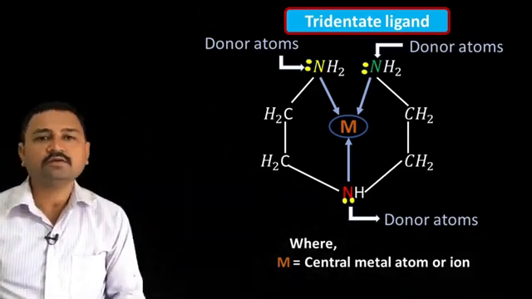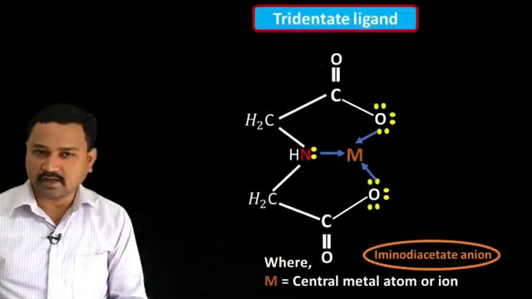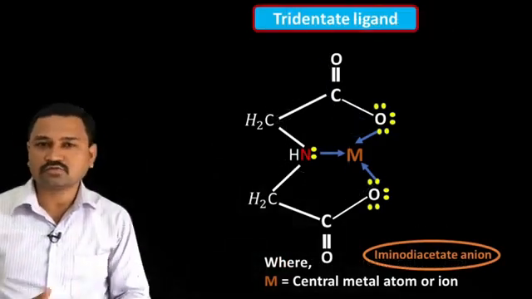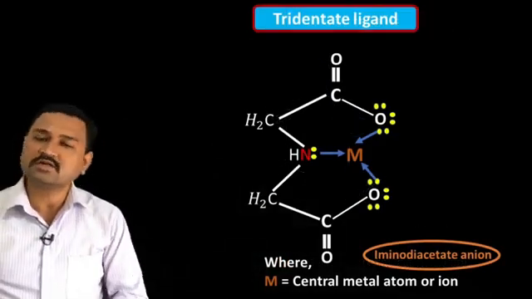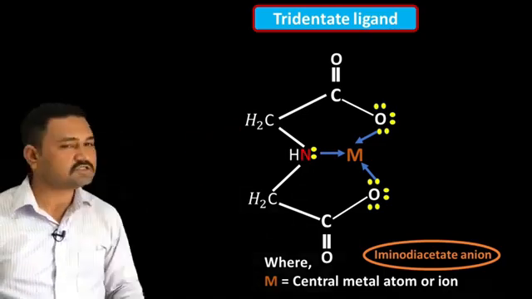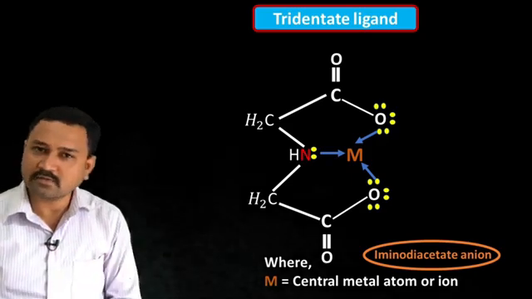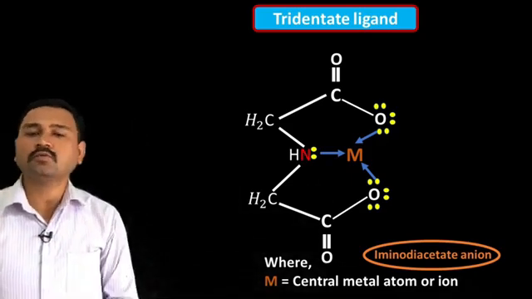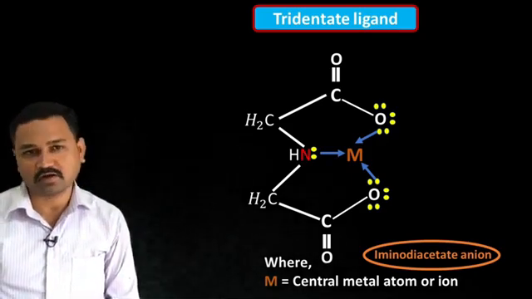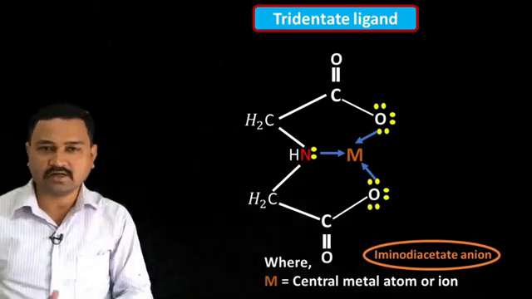The second example is the amino acetate anion. Here again I have shown the structure. In this structure you can observe that there are two oxygen atoms and one nitrogen atom which act as donor atoms, and they totally donate three lone pairs of electrons to the central metal atom or ion. Hence this is the class of tridentate ligand.